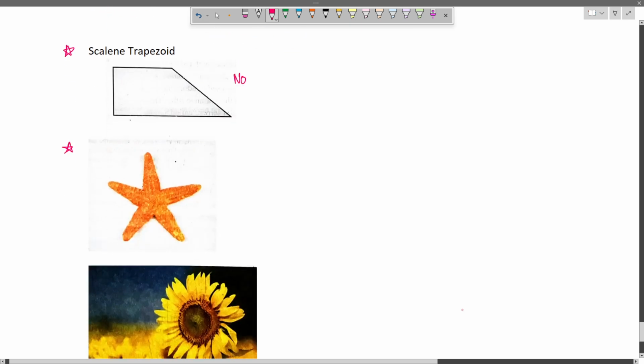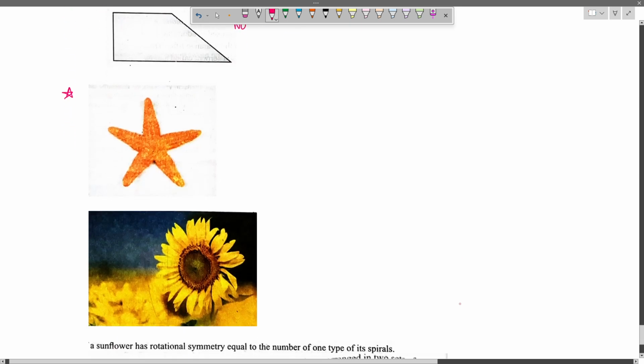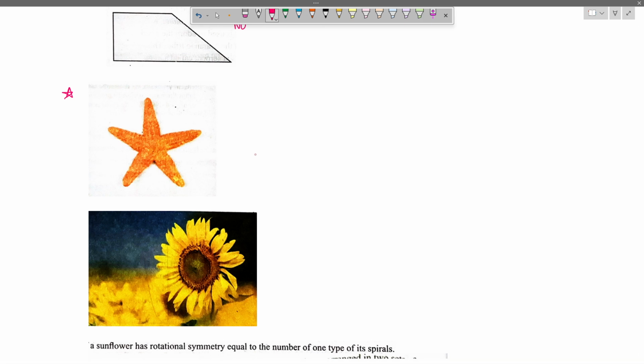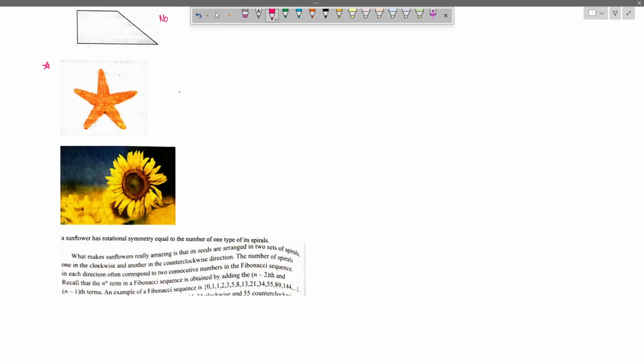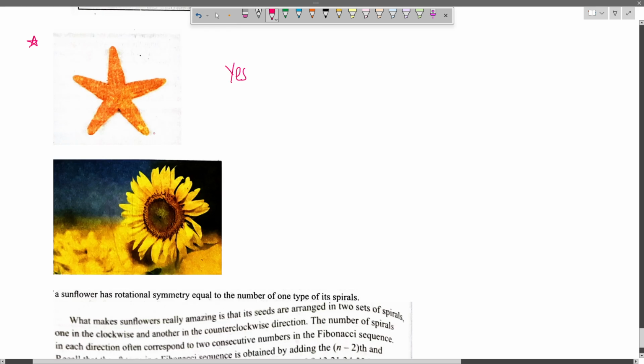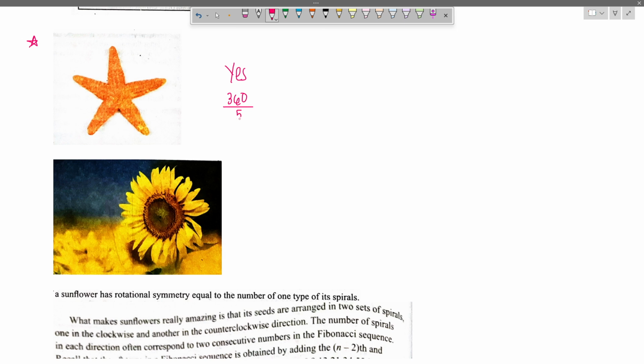Next, what do you think? A starfish, or, the name is now sea star. A sea star has rotational symmetry, yes. And the degree is 360 divided by 5, so the order is 5. 360 divided by 5 is 72 degrees. So the angle is 72 degrees.